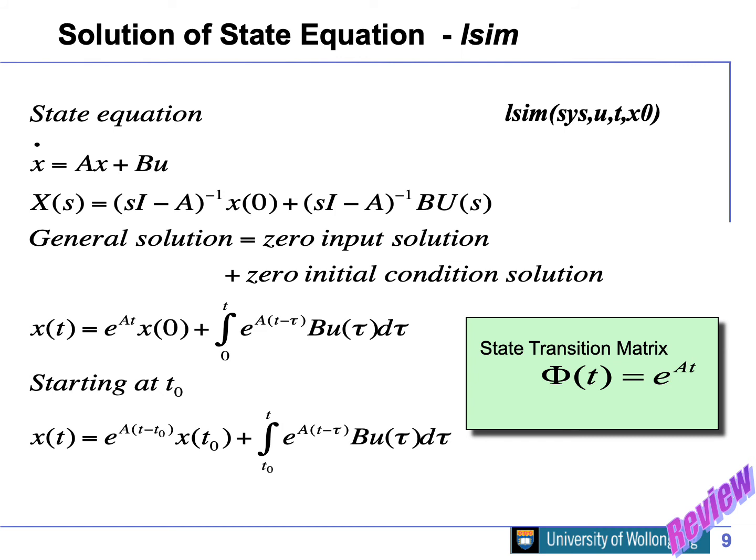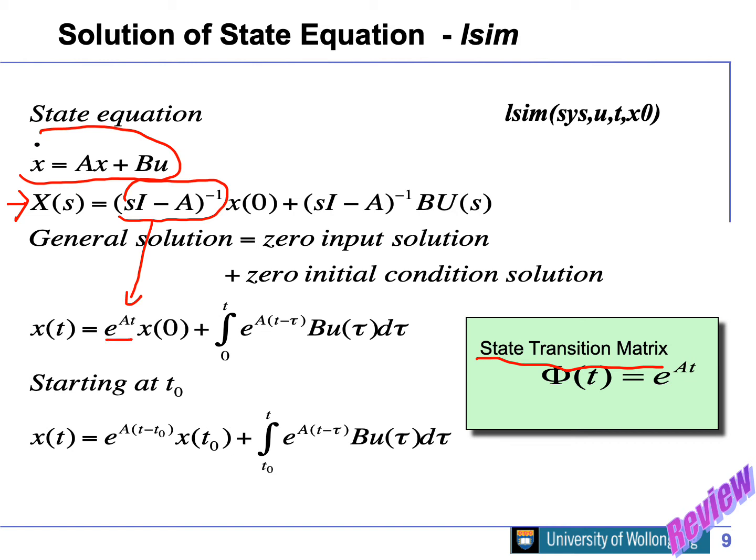We know the state equation is x dot equals Ax plus Bu. This is the solution in the S domain, but normally our final solution needs to be in the time domain. So we have to take the inverse Laplace transform. After we do that, we convert this into the time domain, and it is called the state transition matrix. It's actually e to the power of At.